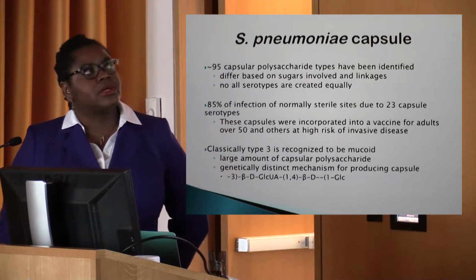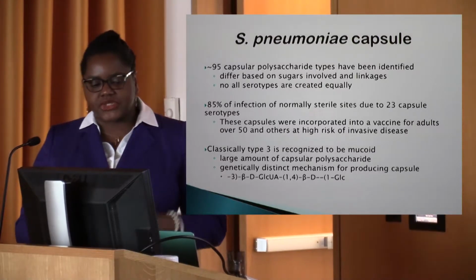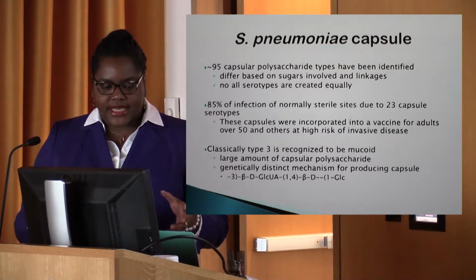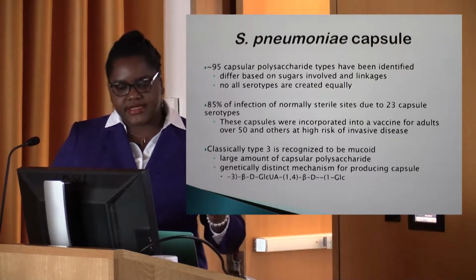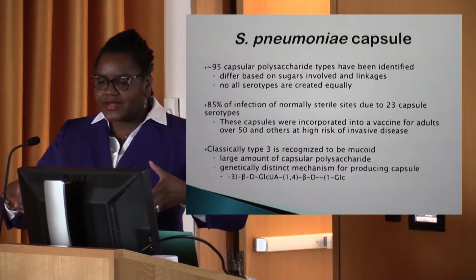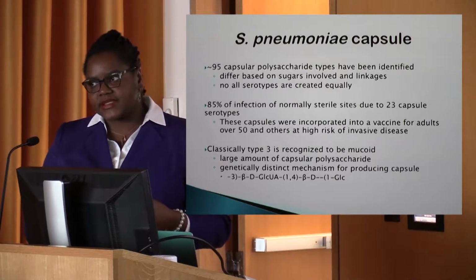To the capsule. Right now there are more than 95 different types within this one bacterial species. You have 95 different capsule polysaccharide types. And the way to think about this is almost like they're siblings. Two parents have a set of children, but they're all individuals. And that's the best way to think about this bacteria.